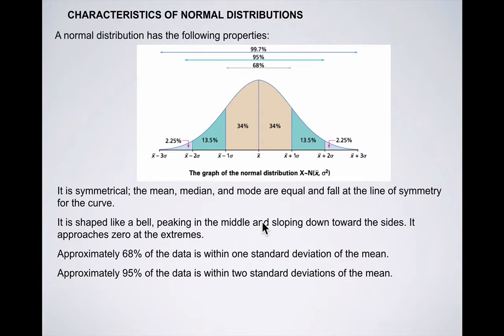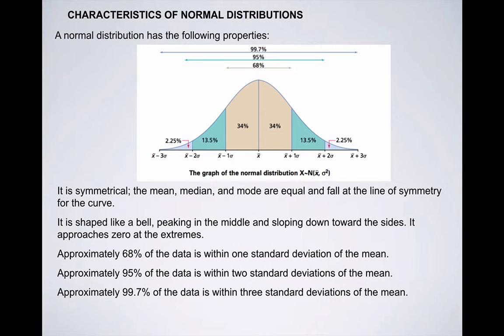95% of the data falls between two standard deviations of the mean. So here's two standard deviations above the mean, and here is two standard deviations below the mean. And so the section between two standard deviations below the mean and one standard deviation below the mean is 13.5%, then 34%, as I said before, 34%, and 13.5%. And that adds up to a total of 95%.